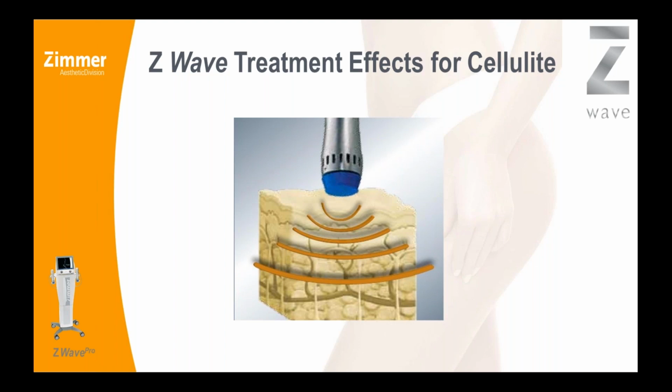And to treat cellulite with the Z-Wave, we recommend that you perform 2 treatments a week for 5 weeks for a total of 10 treatments. You can mark off the treatment zones. You want that treatment zone to be about half the size of a sheet of paper, so about 4 inches by 6 inches. And this is going to take you about 3.5 minutes per zone to deliver that treatment.